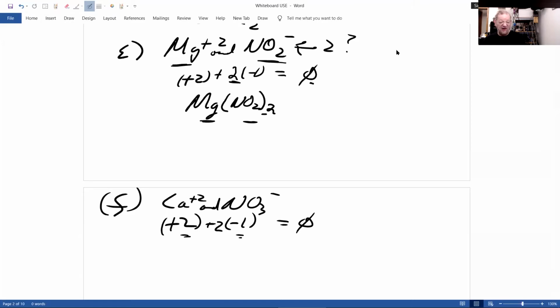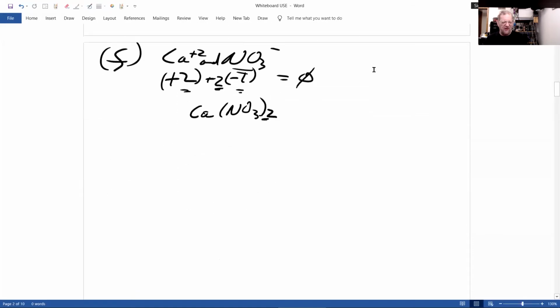How do I write calcium nitrate? 1 calcium. Then since I'm going to need 2 of these polyatomic ions, I'll put it in a bracket. And then how many do I need? 2. So subscript to the right of the closing bracket, I'll put 2. Oh, this is fun. Let's try another one.